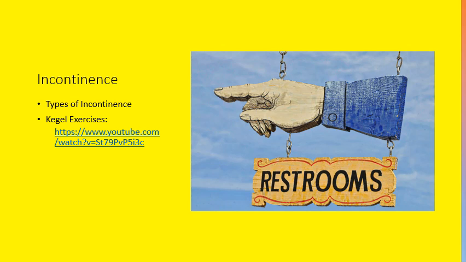Stress incontinence. This is where the urethral sphincter is failing and there's increased abdominal pressure. So when somebody has just a little bit of stress on that bladder sphincter, they leak, whether they're sneezing, laughing, coughing, or even just exercise. It's very inconvenient. Mixed incontinence, which is the most common, is a combination of both stress and urgency.